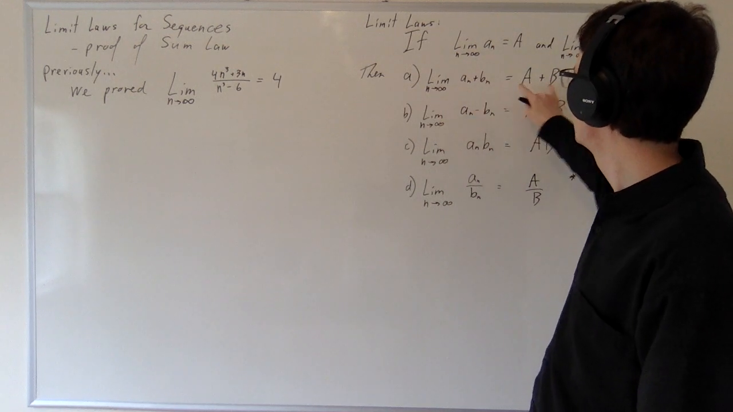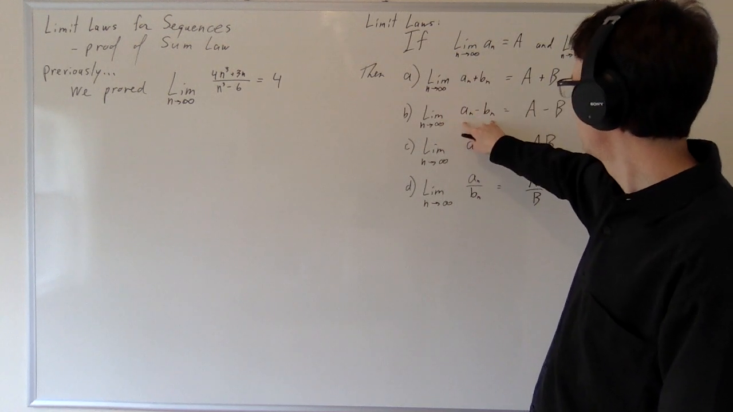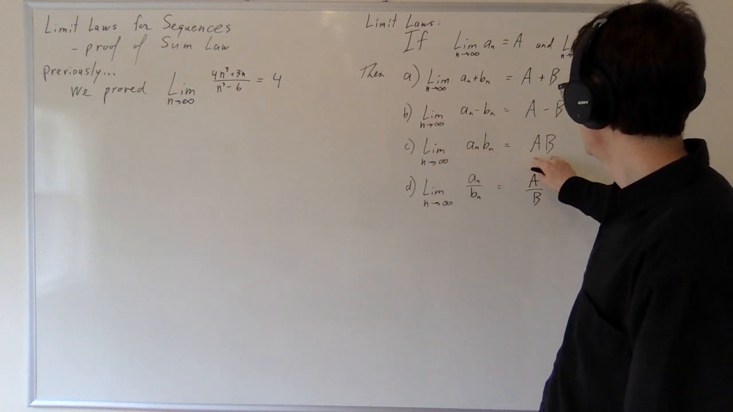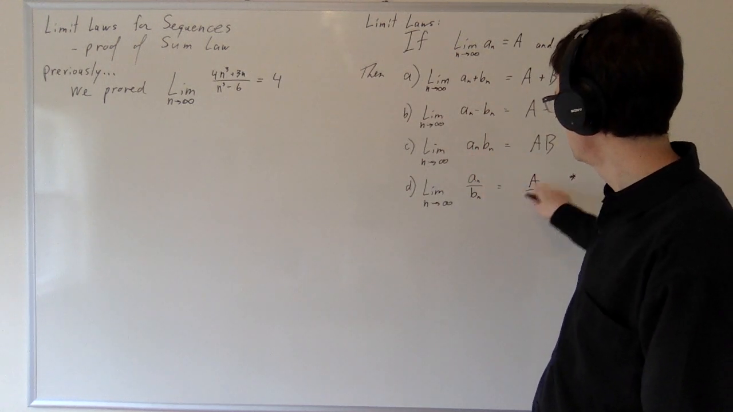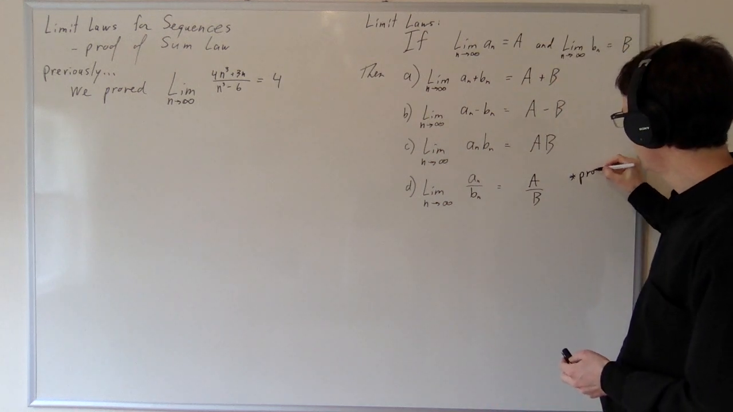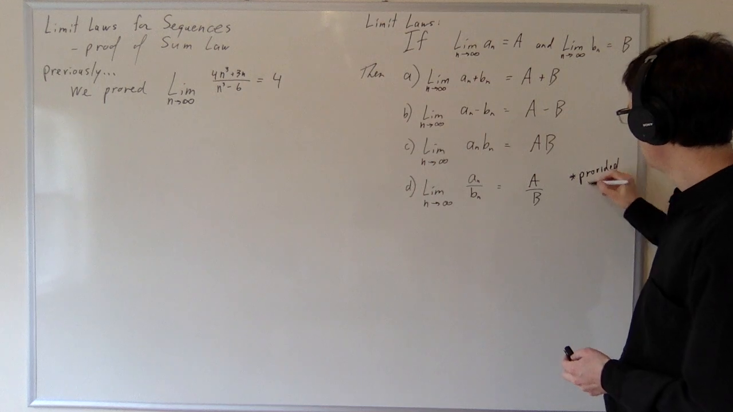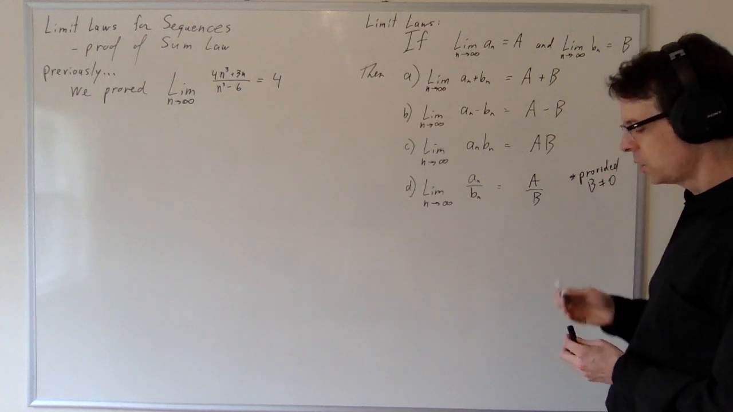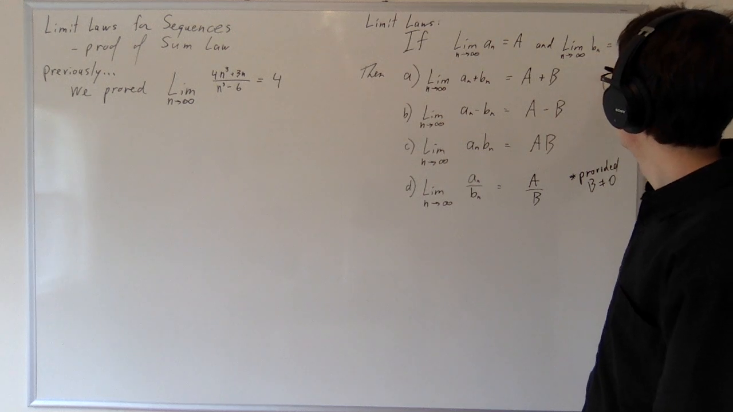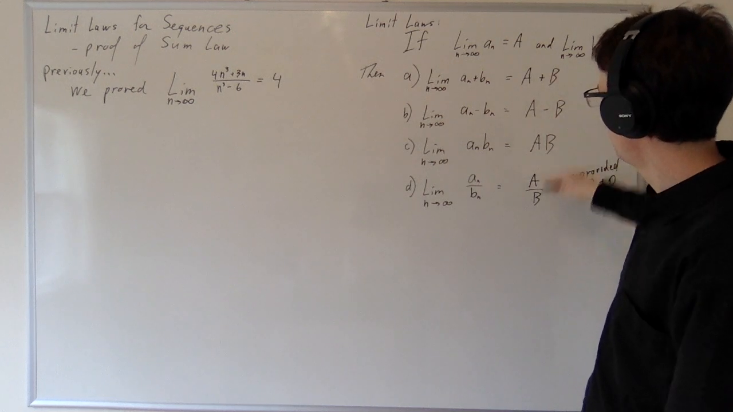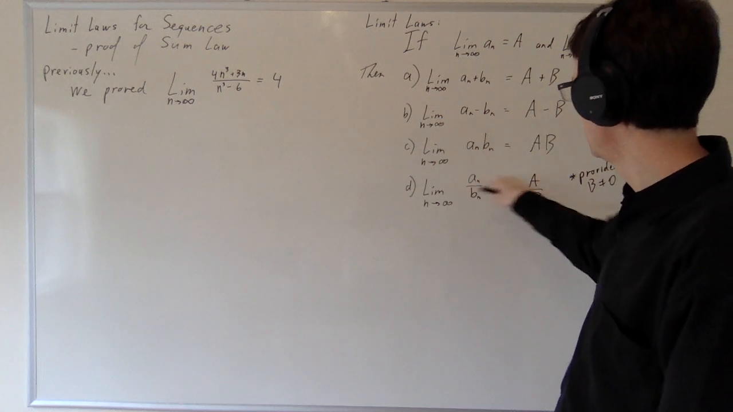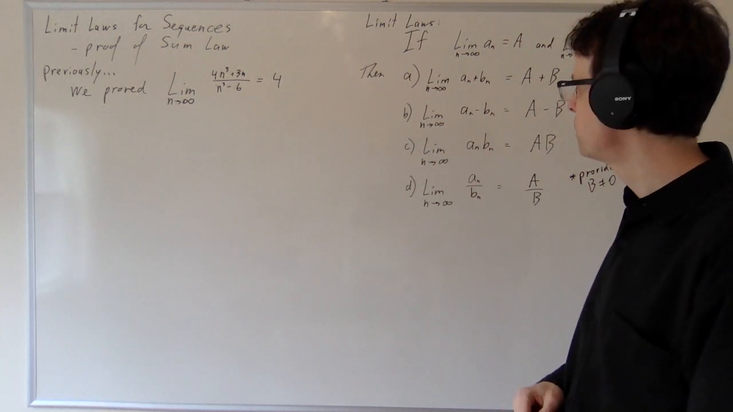The limit of the sum of the sequences is the sum of the limits. The limit of the difference is the difference of the limits. The limit of the product of the sequences is the product of the limits, and the limit of the quotient is the quotient of the limits. And I have a little asterisk here. This is, of course, provided that b is not 0. It's perfectly possible that all of the terms of the sequence b_n are non-zero, but the limit of those terms is 0, in which case you could get a 0 here, and then, of course, we can't divide by 0. This statement couldn't possibly be true.